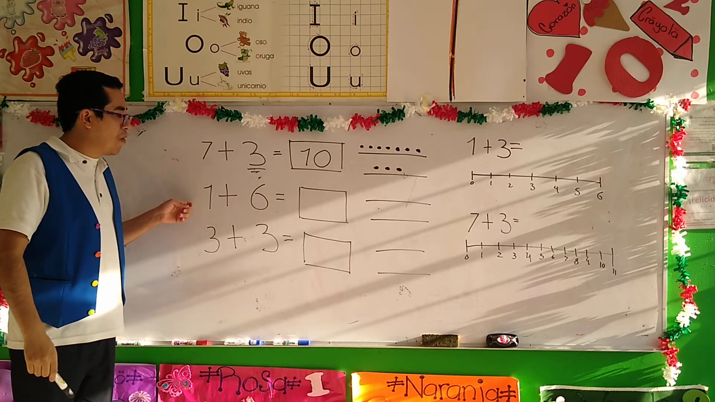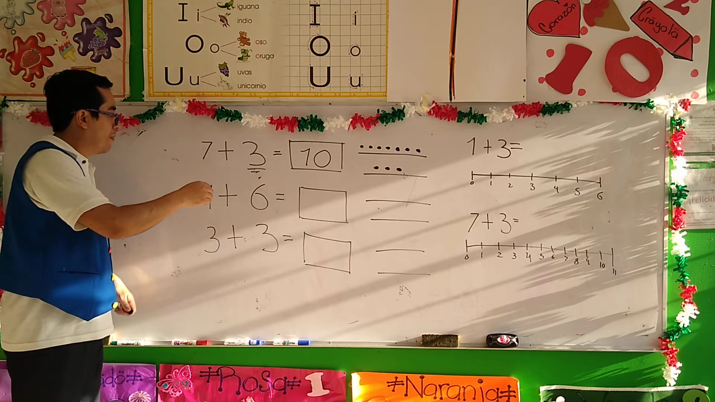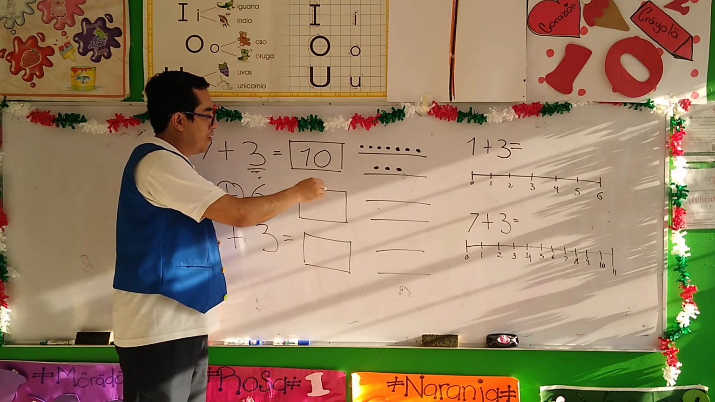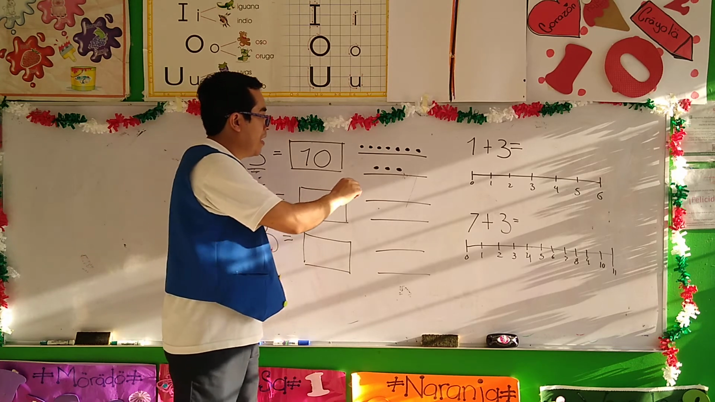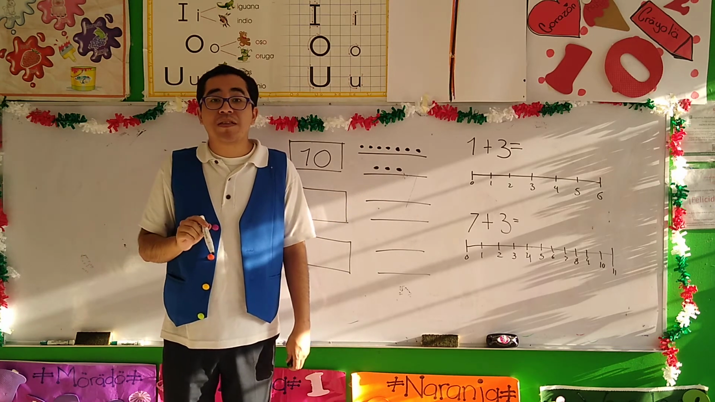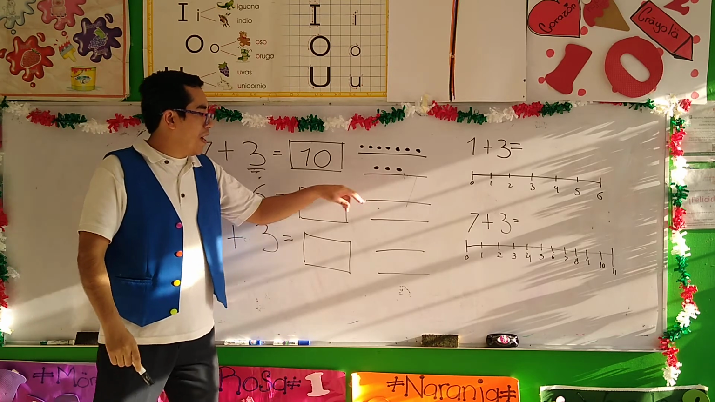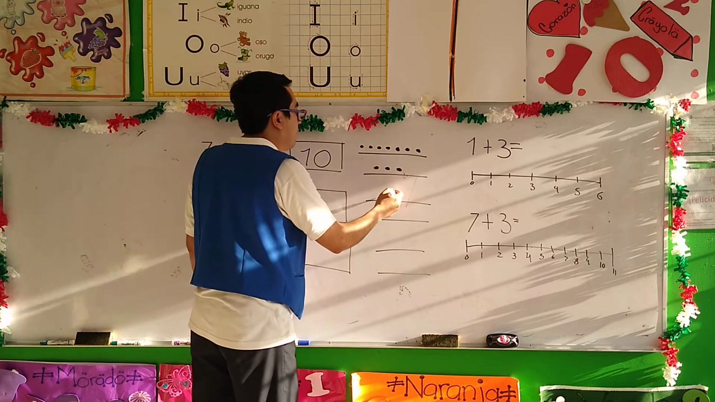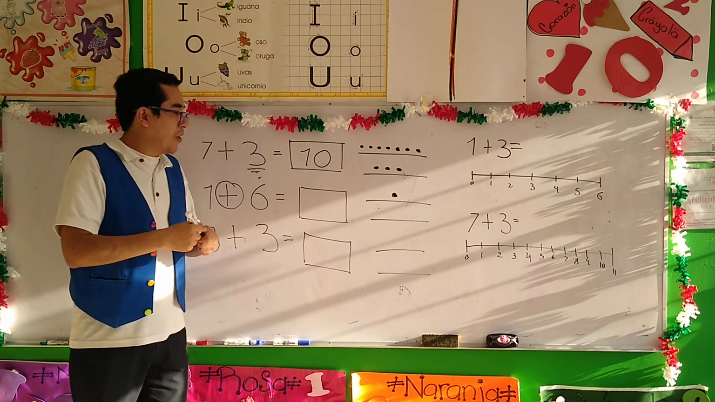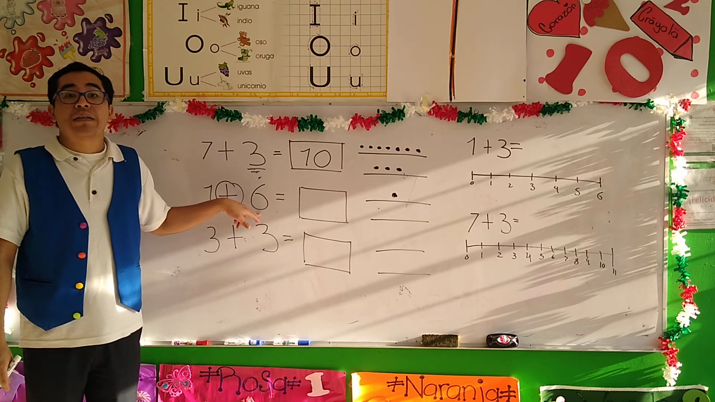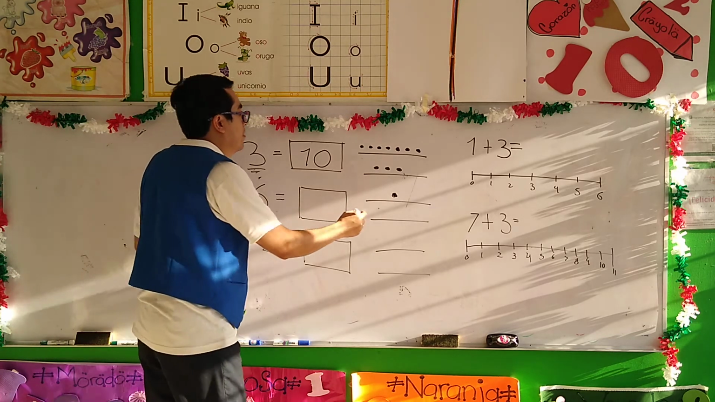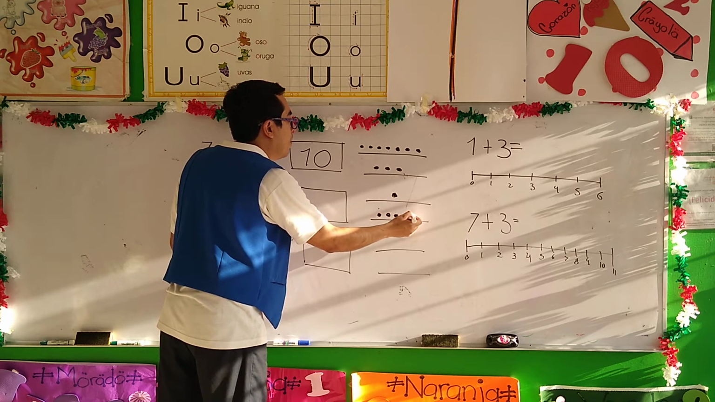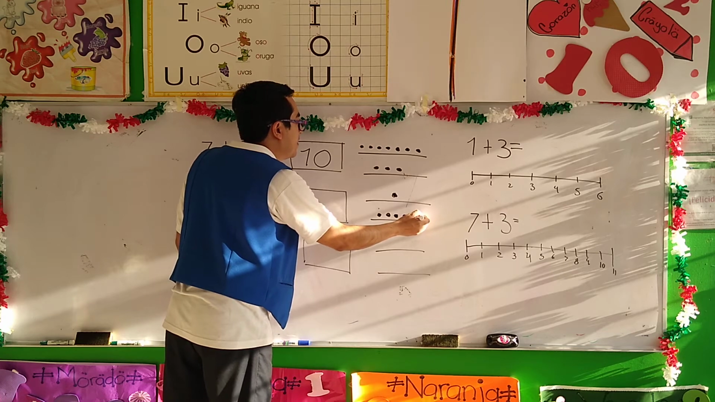Now, the second example, once again, numbers, the symbol plus, the square so we can write the result, and 2 lines so we can put the dots. Now, on the first line, how many dots do I have to write? Only 1. On the second line, how many dots? 6. So let's start. 1, 2, 3, 4, 5, and 6.